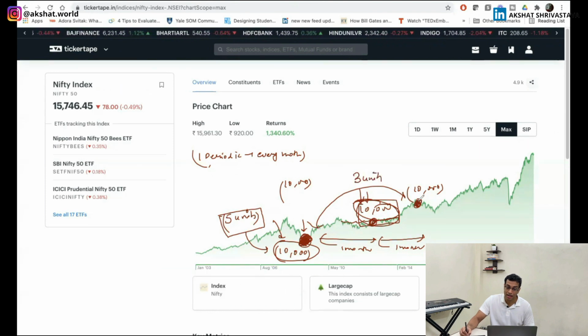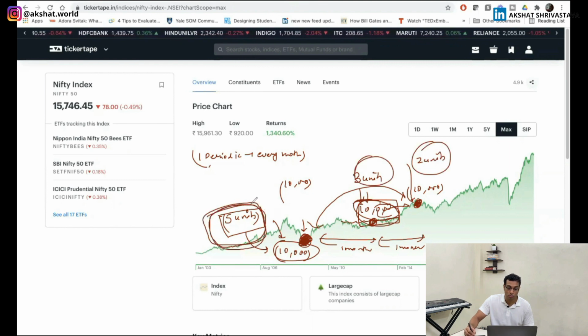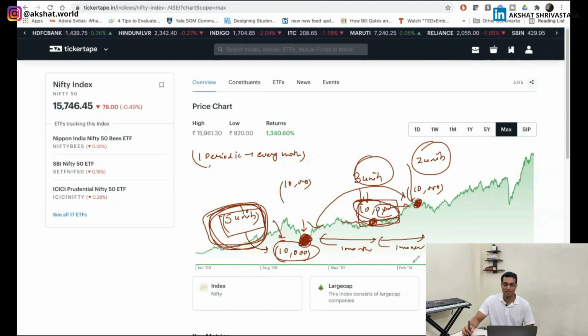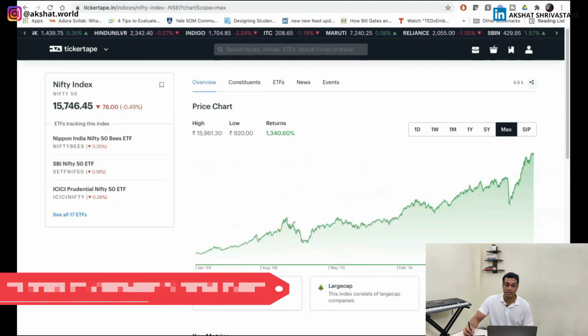Now the market is even higher here. So do you buy more units or fewer units compared to the previous data set? So fewer units, right? So essentially, you bought more units when the market was down. So this is the magic, and this is the reason why it works if done consistently over time.